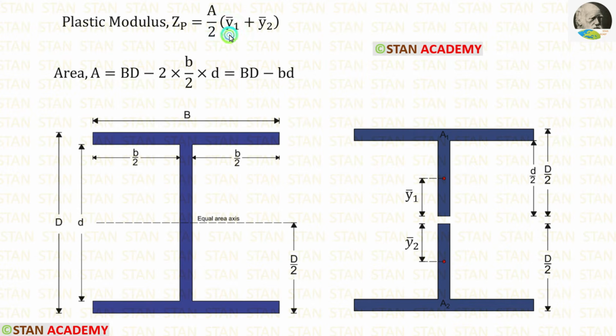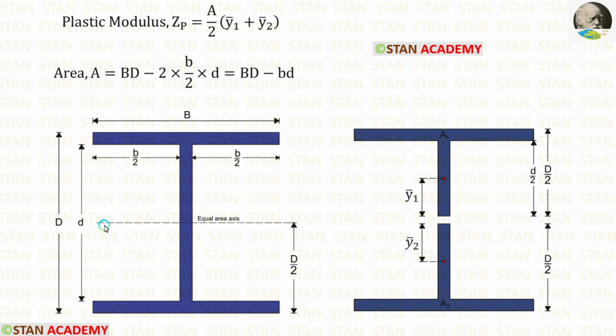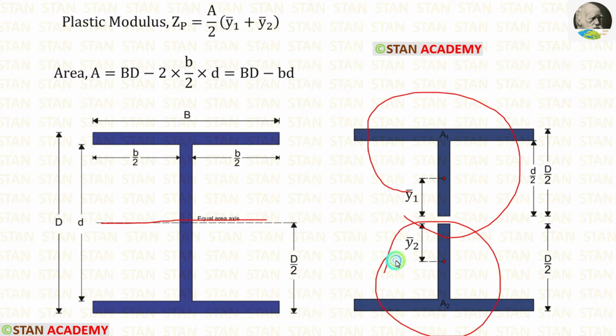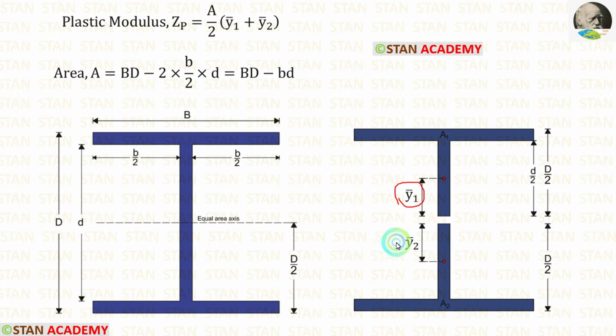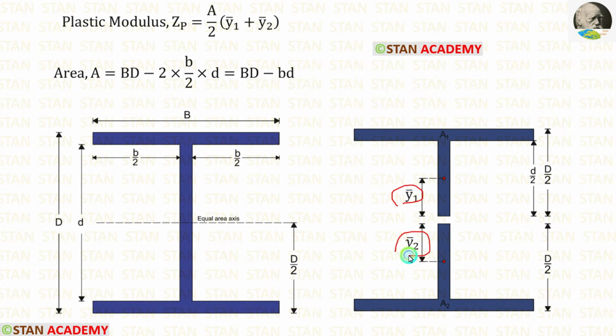In this way, we can calculate the area, which is equal to capital BD minus small bd. To calculate y1 bar and y2 bar, we have to split the I section about the equal area axis into two equal parts. This I section is symmetrical, so the equal area axis lies on the center, same like the neutral axis. About the equal area axis, we have to split the I section into two equal area parts. We have to calculate y1 bar and y2 bar from the equal area axis. These two parts are having the same shape, so y1 bar will be equal to y2 bar.